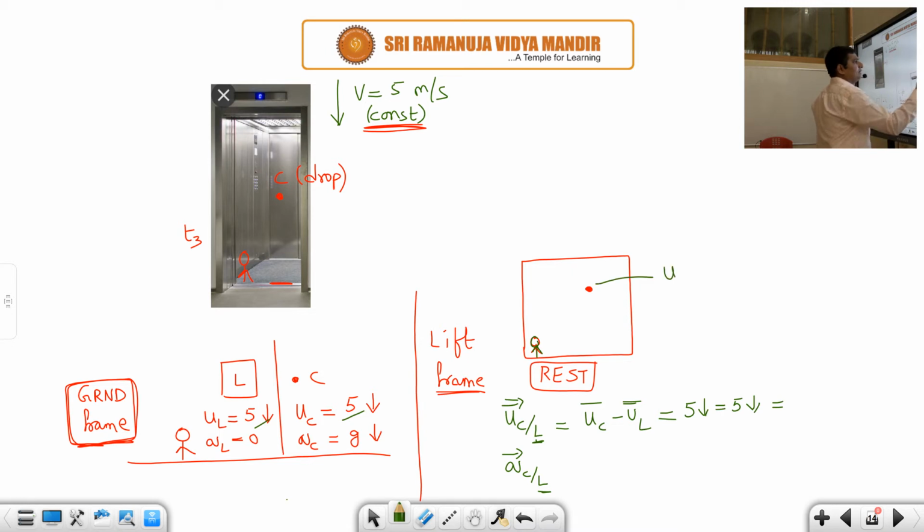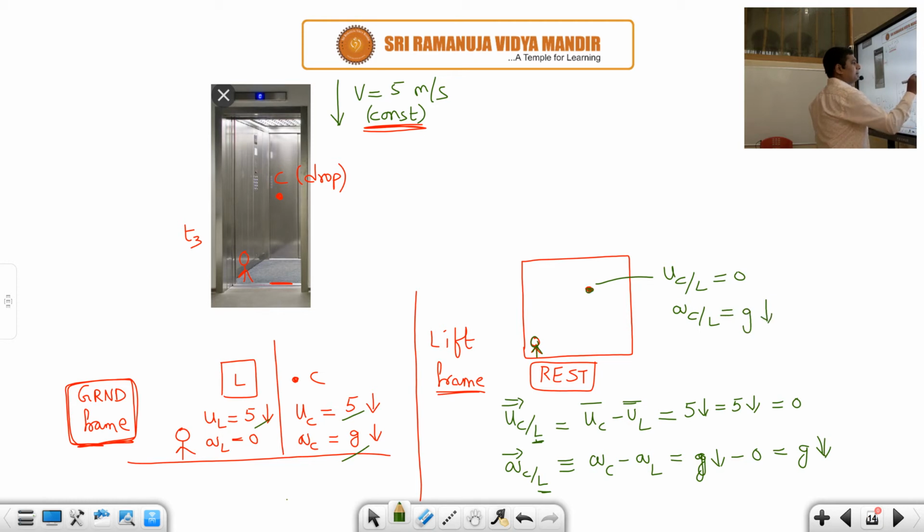So the initial velocity of the coin with respect to lift is again 0, which is similar to the first case and second case. Then next, acceleration of coin with respect to lift is equal to acceleration of coin minus acceleration of lift. Acceleration of coin is g downwards, minus acceleration of lift, which is 0. So again it is g downwards.